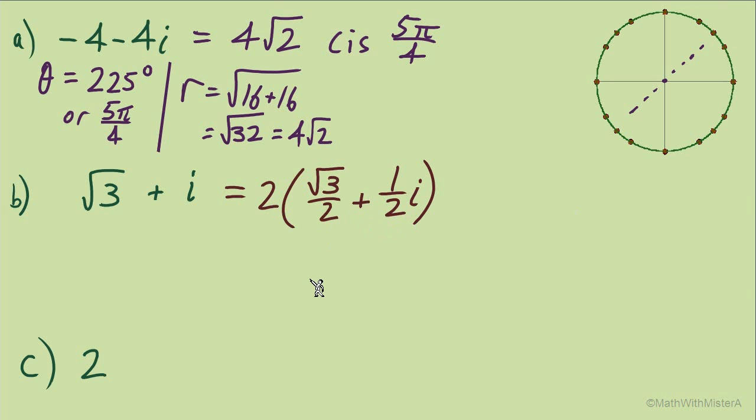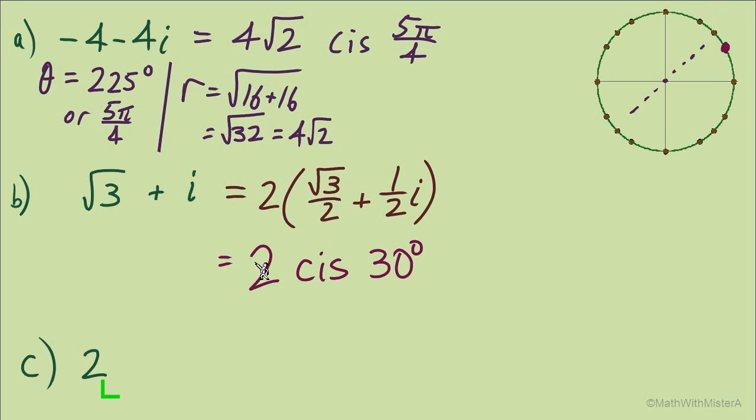And then let's plug in 30 degrees, and remember our x-coordinate is cosine 30 degrees and the y-coordinate sine 30 degrees, so we're writing 2 times cosine 30 degrees plus i sine 30 degrees, or this way abbreviated. If we choose radians, we're using pi over 6.